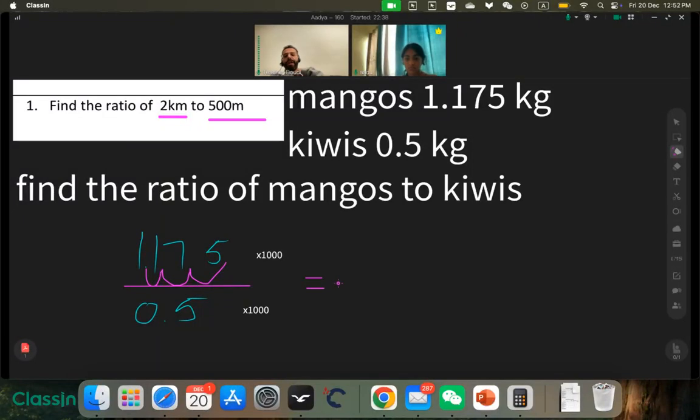Okay, so over here we've got mangoes 1.175 kg and we've got kiwis 0.5 kg. Now, as we said, one possible answer can be I can write my answer as 1.175 with a ratio to 0.5. But usually, it's better if you simplify and not leave it as it is because this is an incomplete answer. So for us to be able to get a proper answer, we need to divide 1.175 by 0.5.